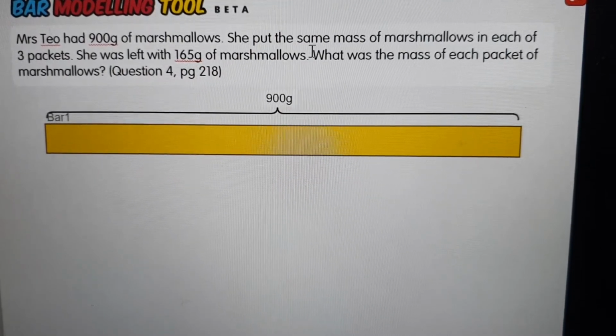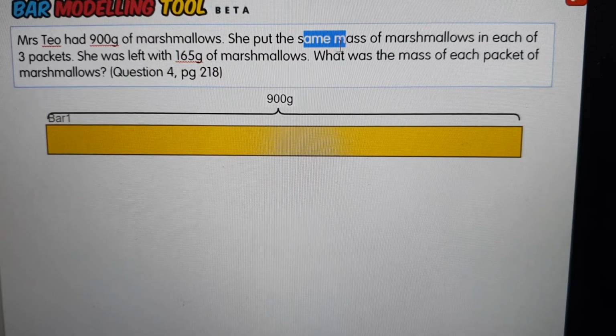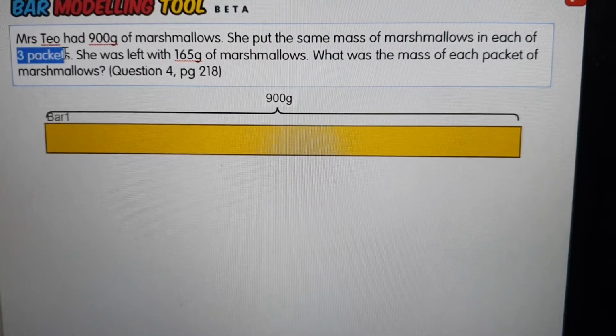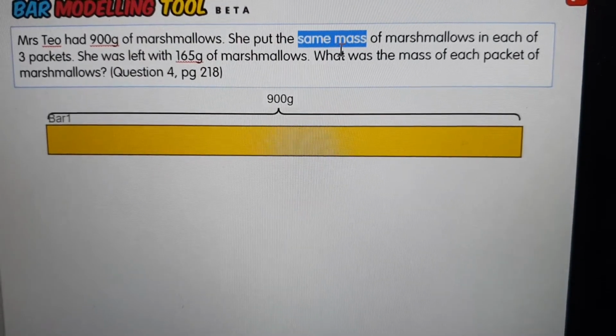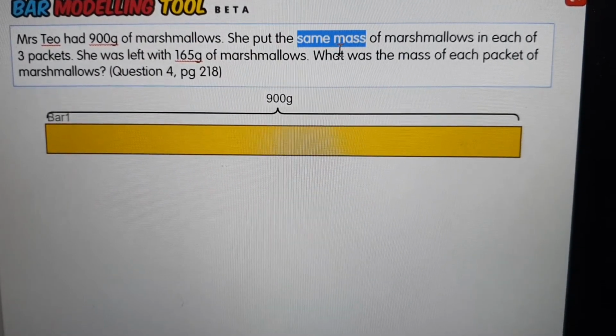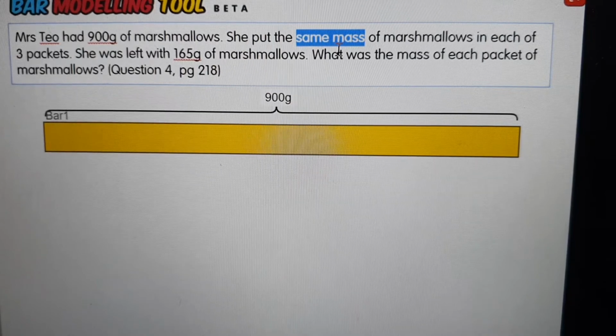Okay, so she put the same mass of marshmallow into each of the 3 packets. What does same mass mean to you? What does it mean? Okay, you should be able to tell me that same means equal. So if in the first packet she's going to put 100 grams, the second packet she's also going to put 100 grams, and the third packet she will also be putting 100 grams. So that's what same mass means.